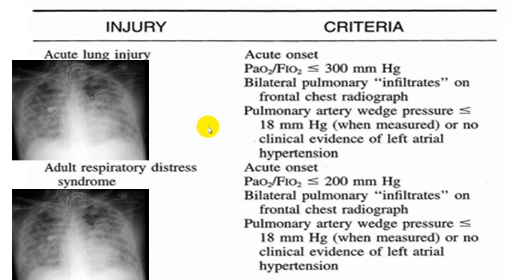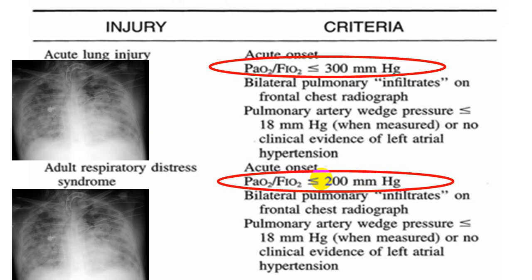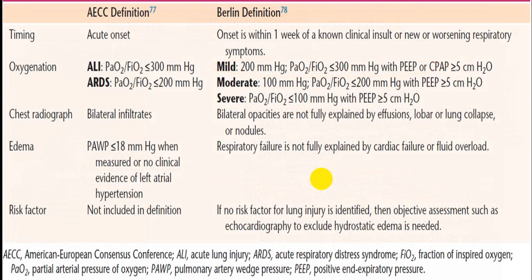So these are the two conditions we call acute lung injury and acute respiratory distress syndrome. Both you differentiate by only one thing, that is PaO2 by FiO2: less than 200 is ARDS, more than 200 but less than 300 is acute lung injury. This is the main differentiating criteria. Now they further divide according to the Berlin definition. We already told you that ALI is less than 300, more than 200, but less than 200 is ARDS. And then further it is divided into mild, moderate and severe.